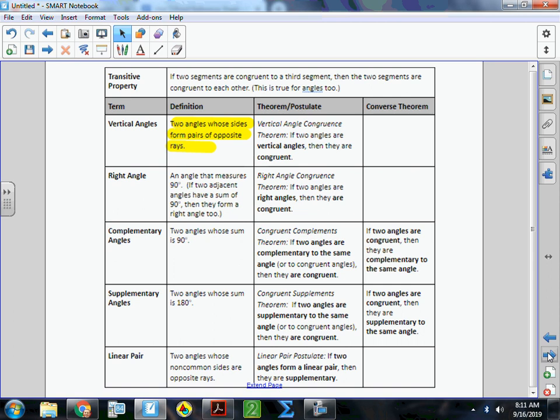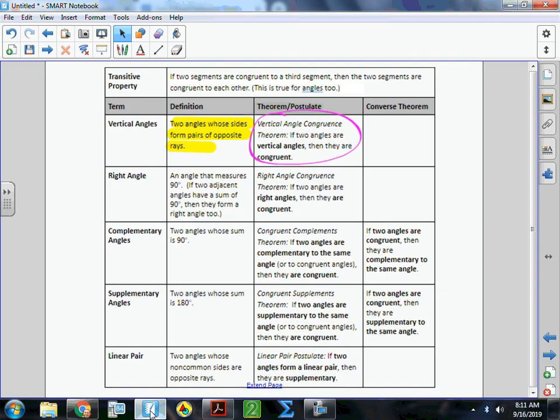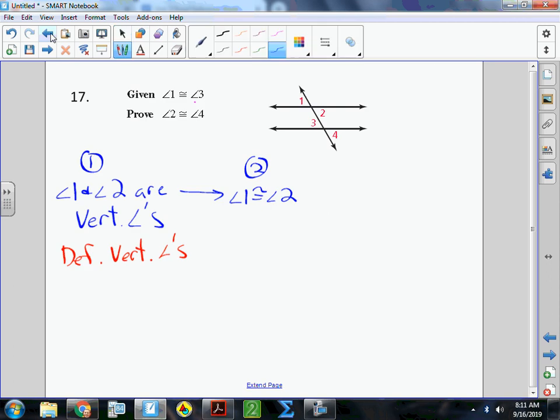I go back to vertical angles, and I see the vertical angle congruence theorem. If two angles are vertical angles, then they are congruent. That's my reason. So, vertical angle congruence theorem. If two angles are vertical angles, then they are congruent.